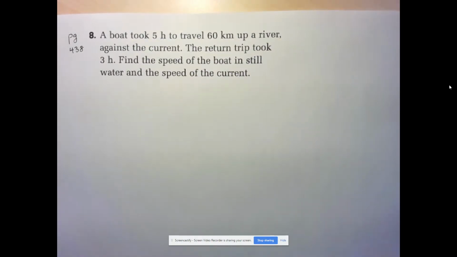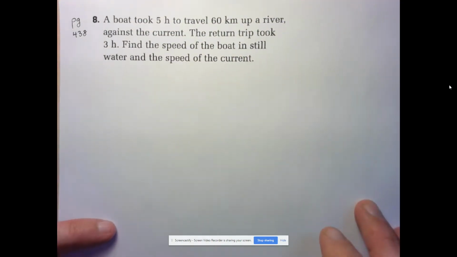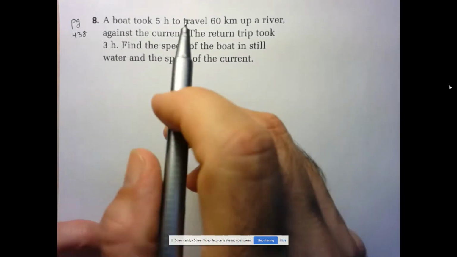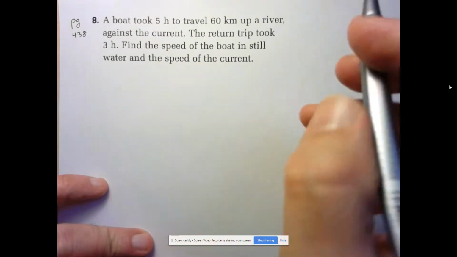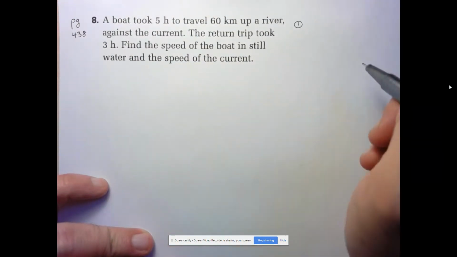Hi folks, we're going to take a look at page 438, number 8. Here they tell us that a boat takes 5 hours to travel 60 kilometers up a river against the current. Okay, so let's start with that scenario here.